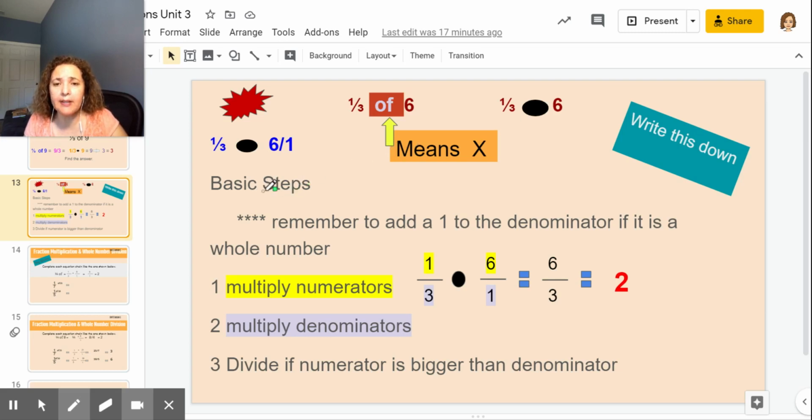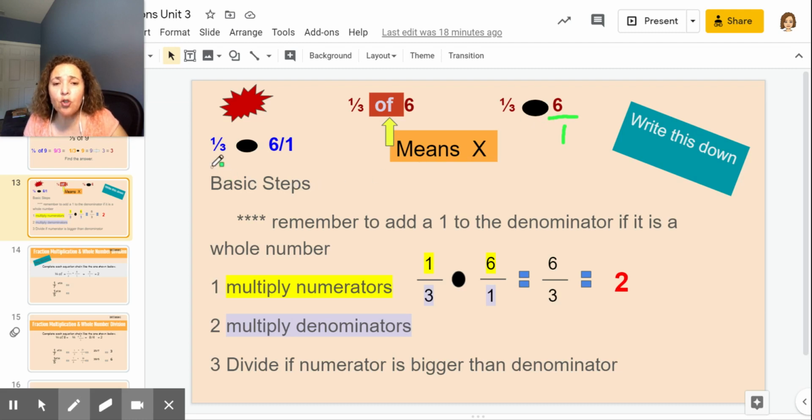So write these down, basic steps. Remember to add a 1 to the denominator if it's a whole number. So 1/3 of 6 is the same thing as 1/3 times 6, because remember, of means multiplication. So first thing I've got to do is turn my whole number into a fraction. And remember that we learned that you can add a fraction bar and a 1 underneath, and it's the same thing. 6 divided by 1 is the same thing as 6, because 6 divided by 1 is 6.